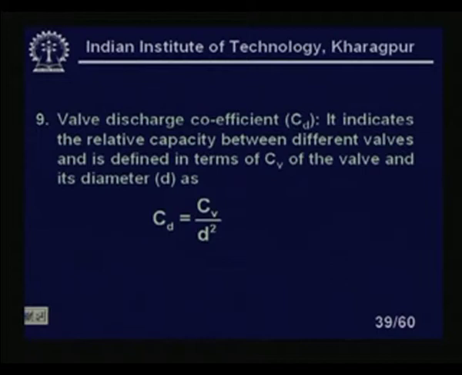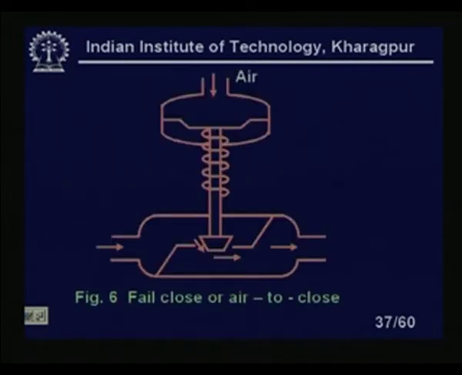Now the valve discharge coefficient indicates the relative capacity between the different valves and is defined in terms of Cv of the valve and its diameter d as Cd equal to Cv by d square. Let us go back, I think if you have any confusions.